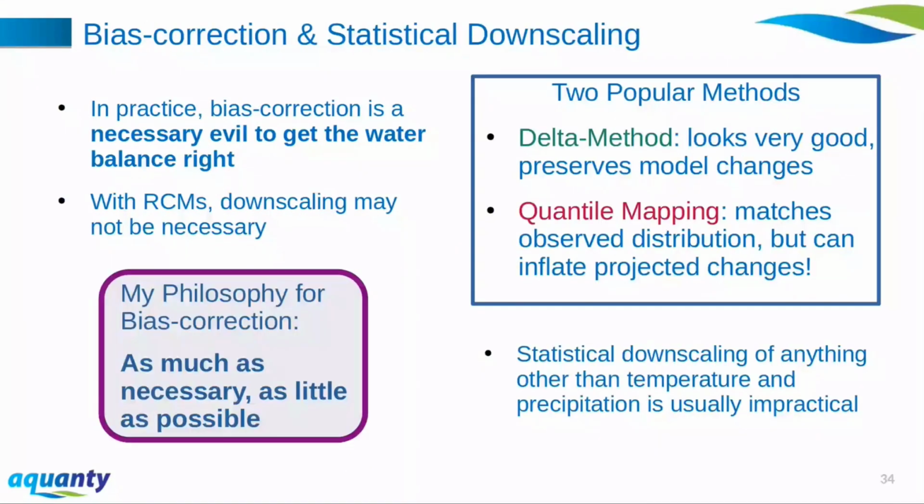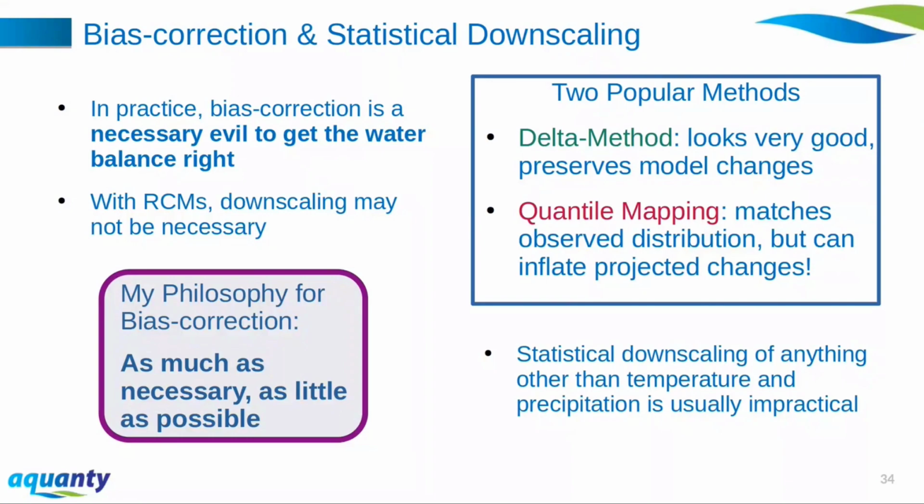A little bit more here. Essentially it's a necessary evil. In practice, in hydrological modeling, you typically have to do some kind of downscaling or bias correction in order to get the water balance right. This is unfortunately just a fact. Also, if you're using a regional climate model, you will often not get the water balance right. You may have way too much snow. Your watershed may end up being snow dominated, even though it shouldn't be. So you may have to do something about that. My philosophy is, as much as necessary to get realistic behavior in your hydrological model, but as little as you can get away with.